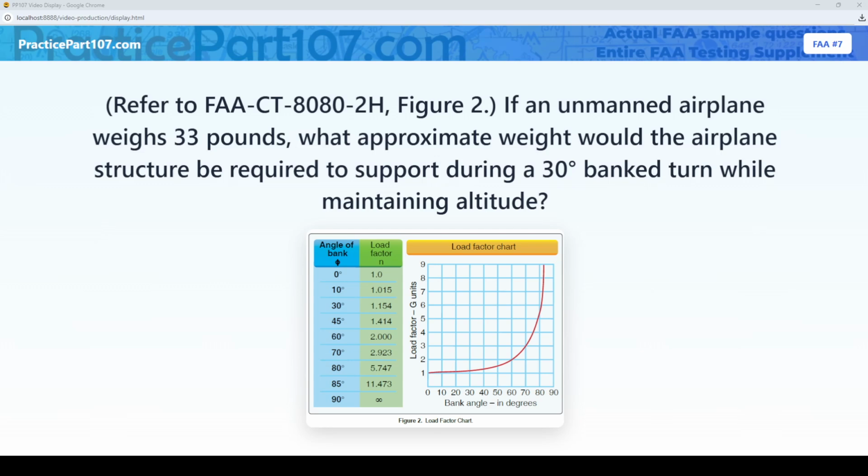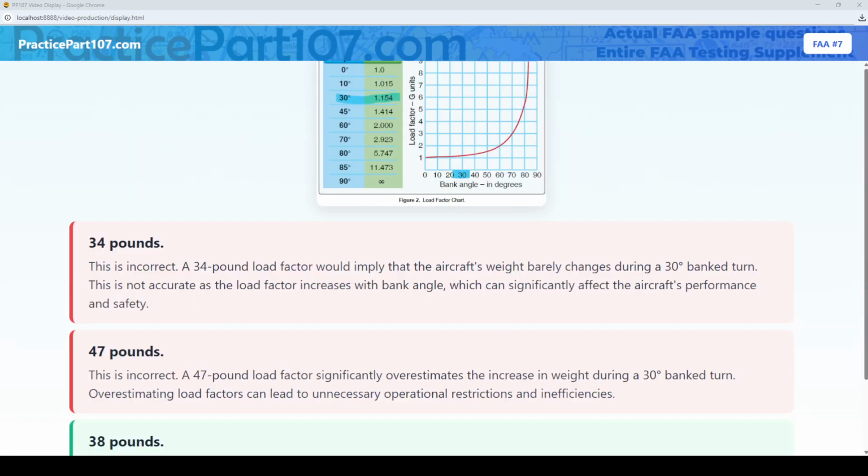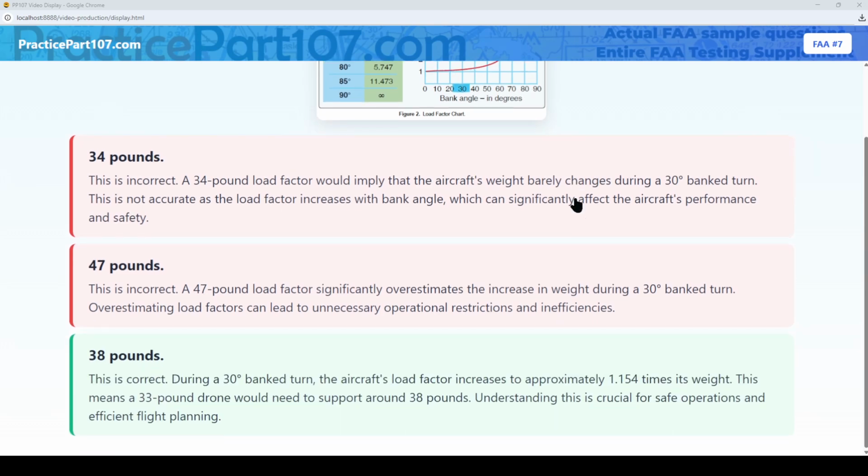So, referring to the figure, which we have here: if an unmanned airplane weighs 33 pounds, what if we're banking at 30 degrees? How do we figure this out? So we know the answer is 38 pounds. What we are doing here is, I'm going to just raise this up. You might pause the video and read some of this reasoning here.